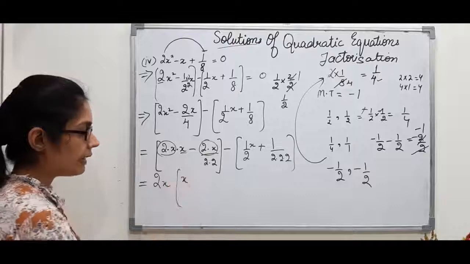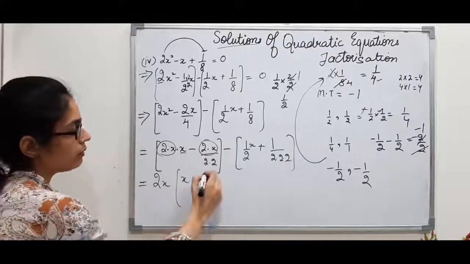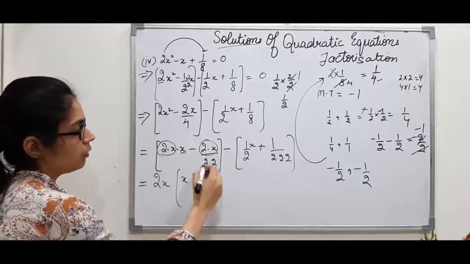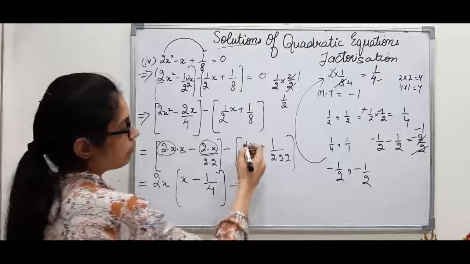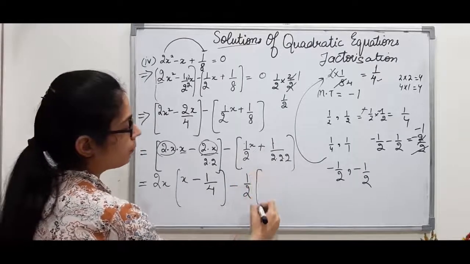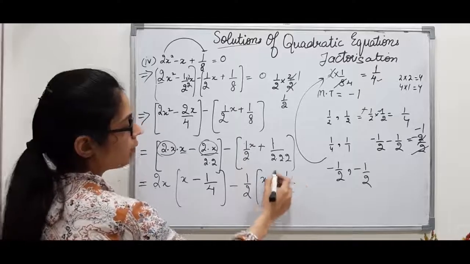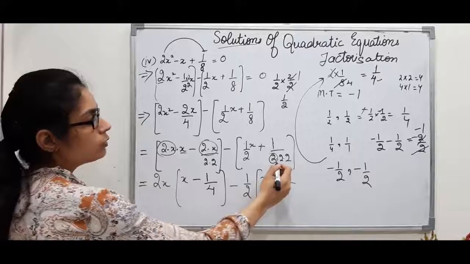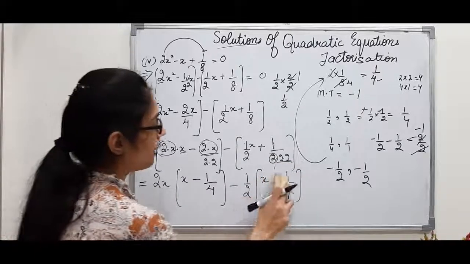I am left with only x, so I will write x here. Minus, here nothing is there, so I will write 1. 2 into 2 is 4. Minus, here we can say 1 by 2, 1 by 2, so we can take 1 by 2 common. x we will write as it is, plus here I am left with 2. I have written out, so I am left with 1 by 4. No, minus 1 by 4.